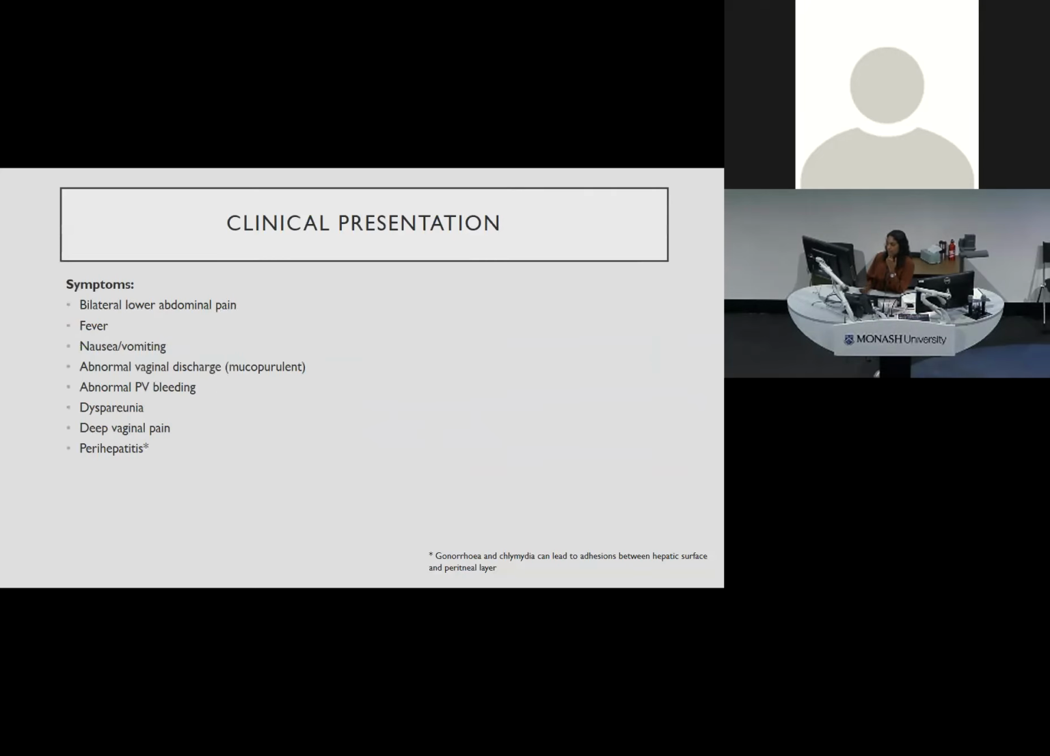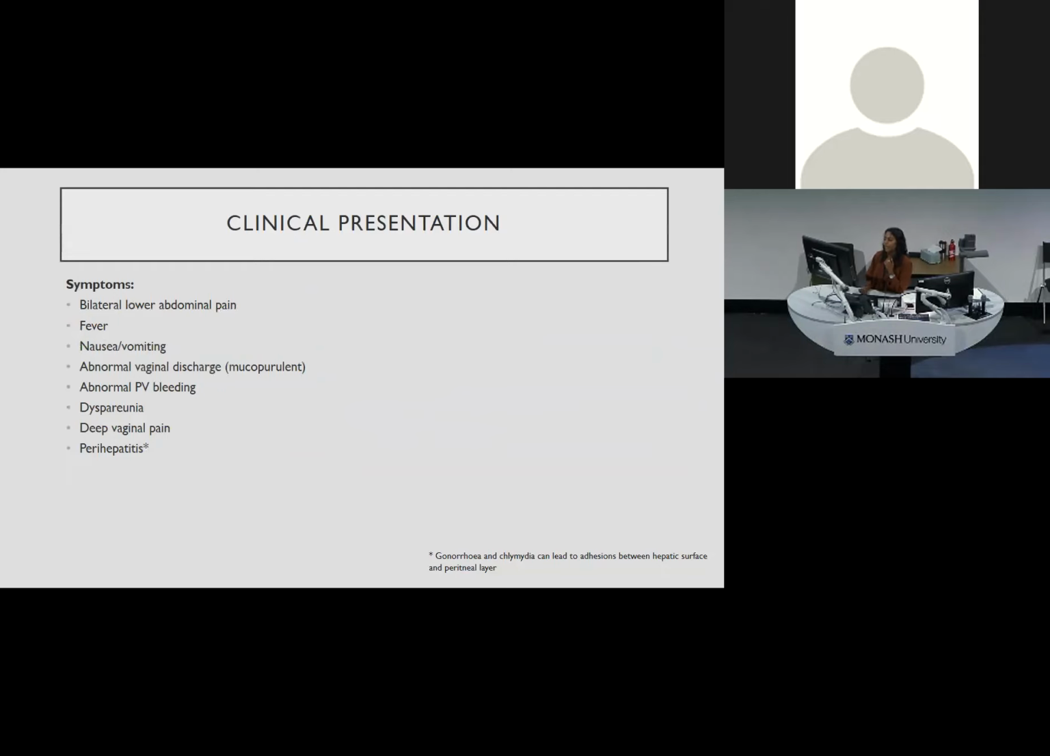Symptoms can vary, but generally it's bilateral lower abdominal pain. There's fever, nausea, vomiting. There might be a history of having some abnormal vaginal discharge and PV bleeding. They might also complain of pain on sexual intercourse or deep vaginal pain.